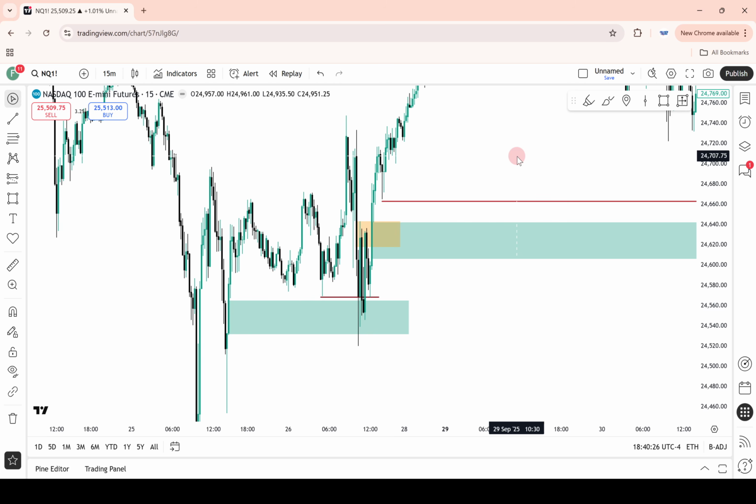Now, I could use a breaker block, I could use a mitigation block, I could use an order block. We'll talk more about those in the next lesson, but this is just using an inverse. So an inverse is just the entry model. There's many, many ways to enter. This is just how I like to do it.